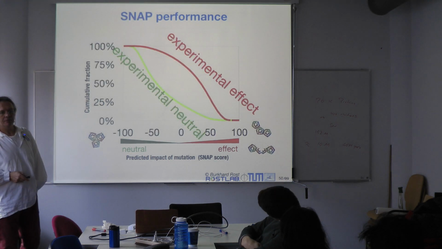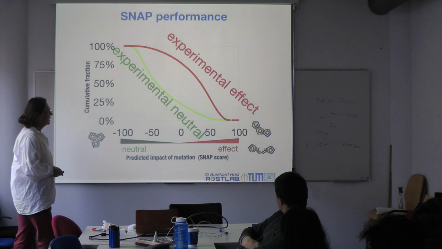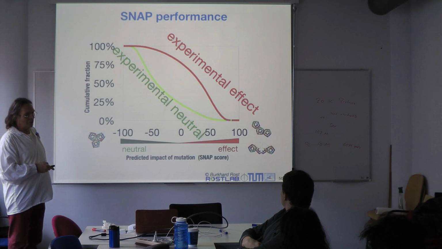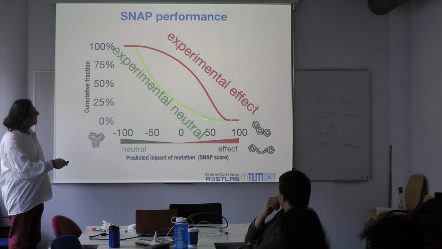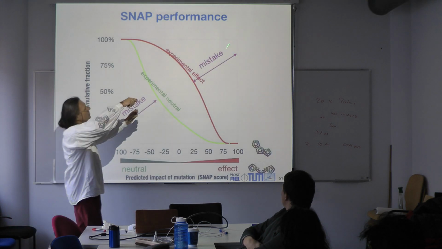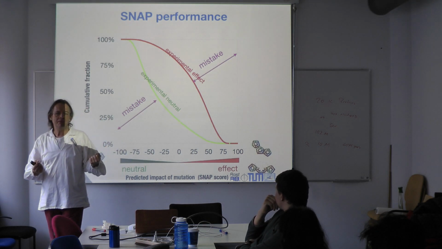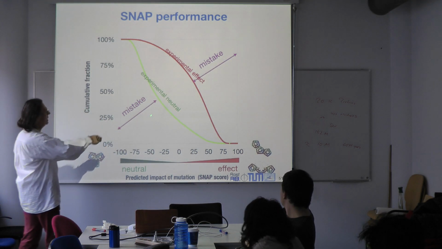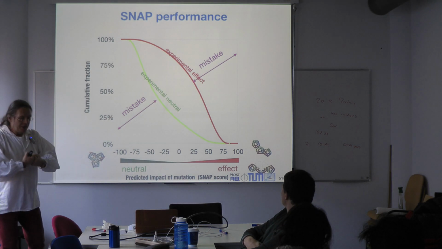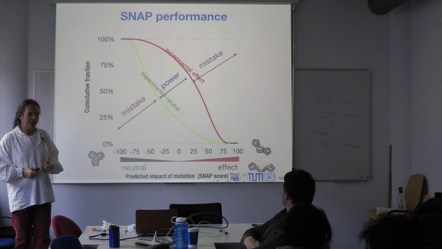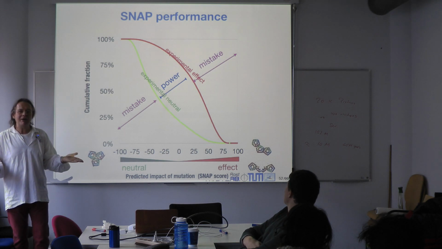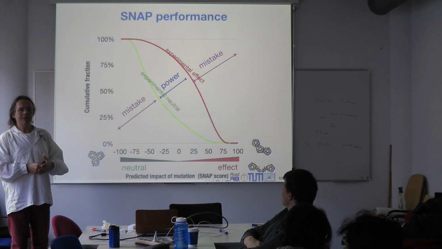Now this is reality. This is SNAP, which we believe is one of the best methods in the field. So when you look at this, this is experimental effect, experimental neutral. The degree to which this one is not up here is the mistake in getting the effect variants, and the degree to which the green one is not here is the mistake in the green ones. The degree to which it pulls these two things apart is the power of the method. Because if every variant were predicted in between these two, then we would have random.